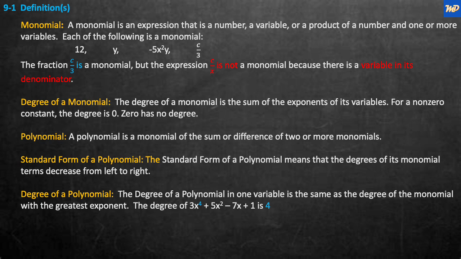The standard form of a polynomial means that the degree of its monomial terms decreases from left to right. And then the degree of a polynomial. The degree of a polynomial in one variable is the same as the degree of the monomial with the greatest exponent. So the degree of 3x to the fourth plus 5x squared minus 7x plus 1 is 4, because the highest exponent value is in the very first term on the left, which is 3x to the fourth power. So this is a fourth degree polynomial.